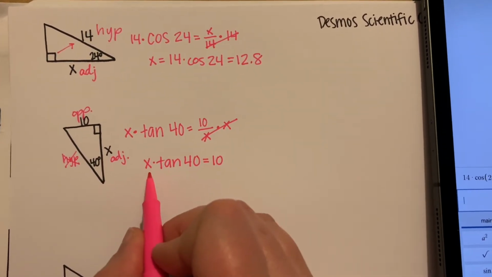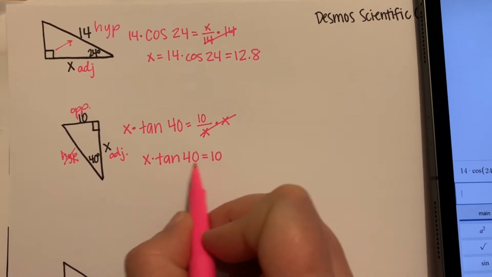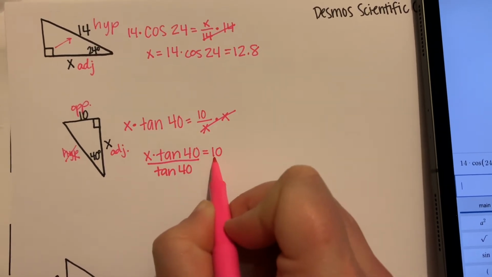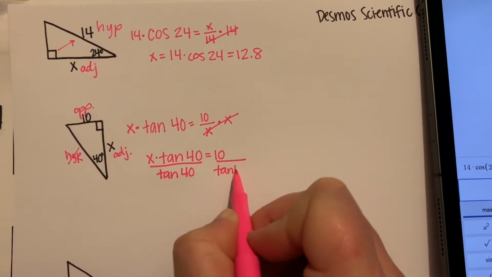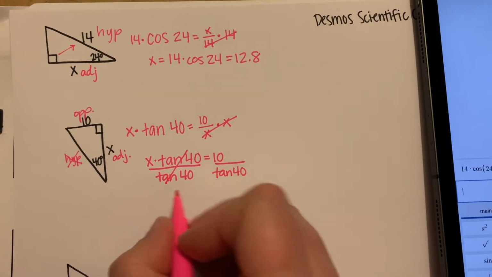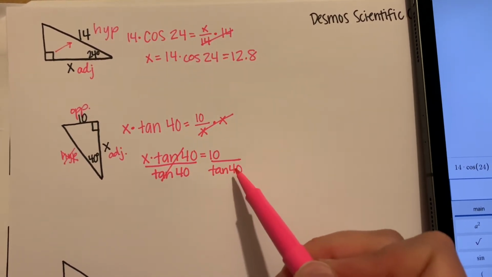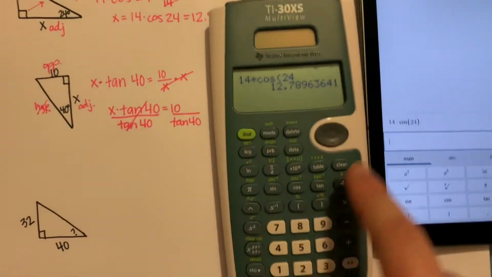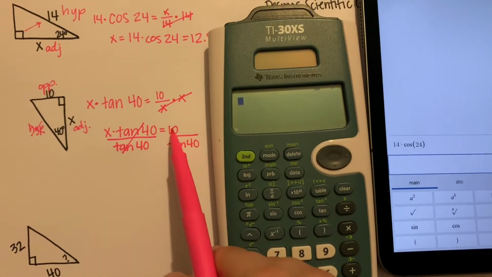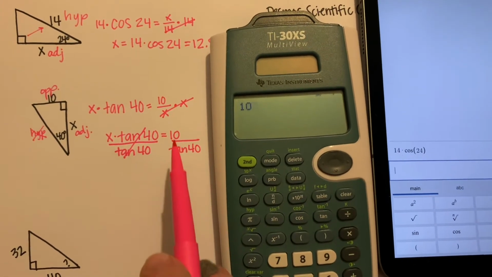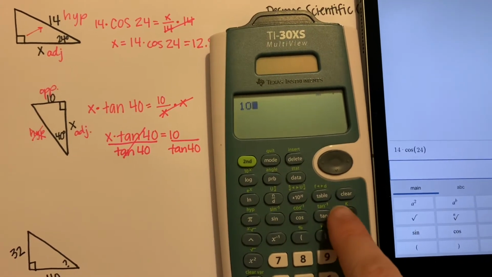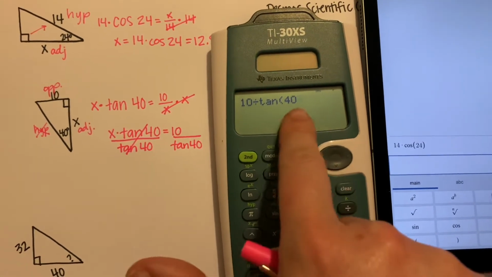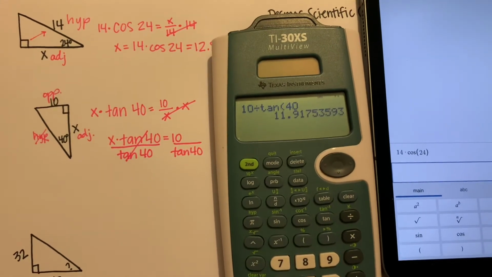To get x by itself, because it's being multiplied by the tangent of 40, I'm going to divide by the tangent of 40. Make sure that you do that to both sides of your equation. It cancels out over here. This is what I'm going to enter in my calculator. If I have a regular calculator, I enter it just like this. 10 divided by tan 40. Again, you can close your parentheses or leave it. 11.9.